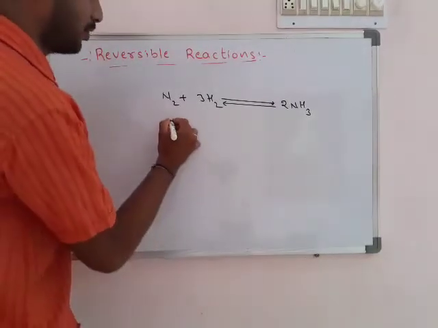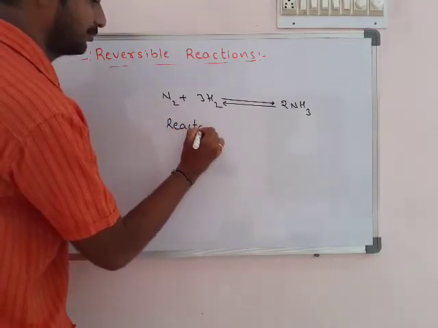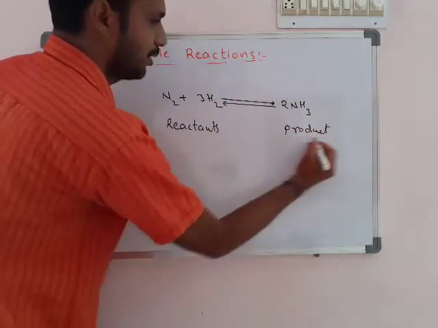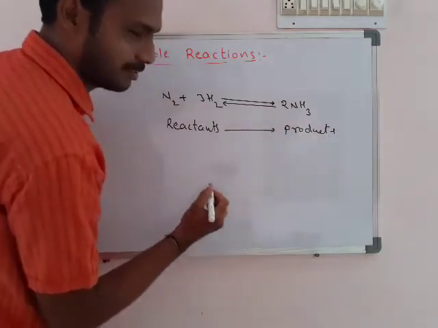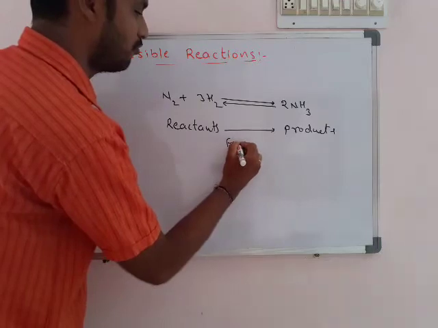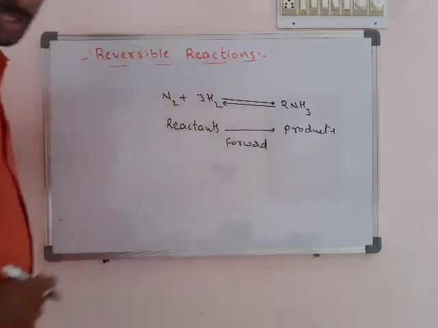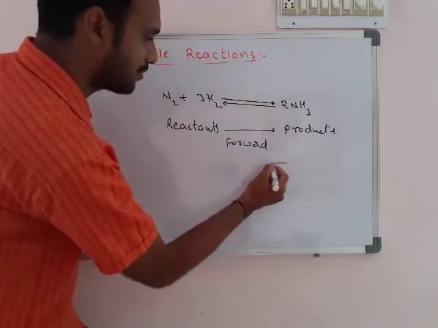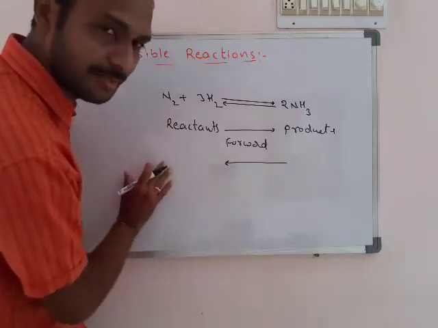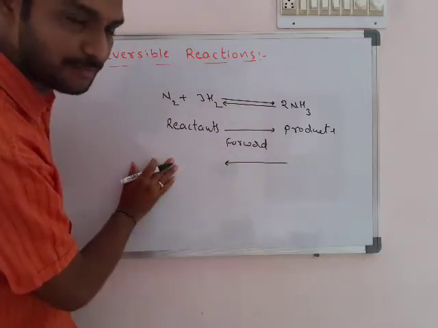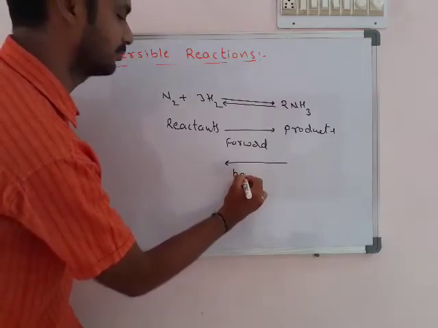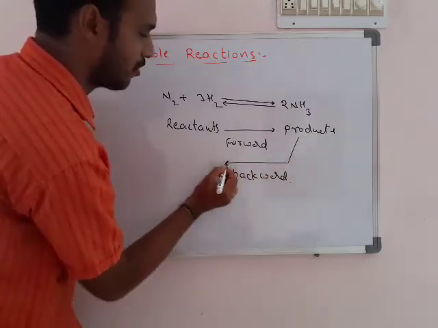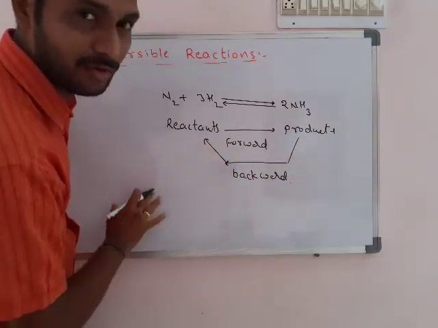Already we know these are reactants and these are products. Reactants turning into products is a normal reaction, called the forward reaction. When the product forms the reactants again, that is called the backward reaction. The products forming reactants is called the backward reaction.